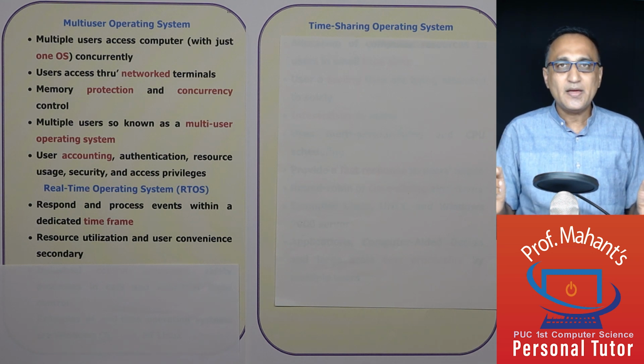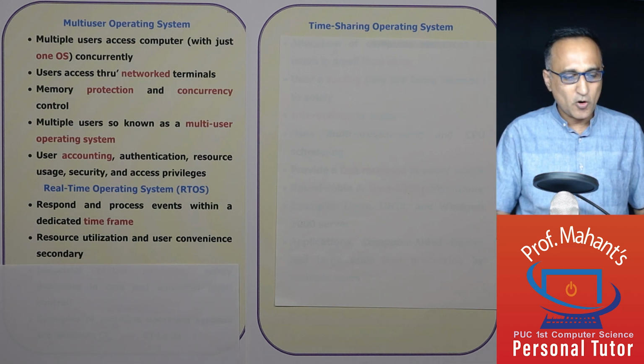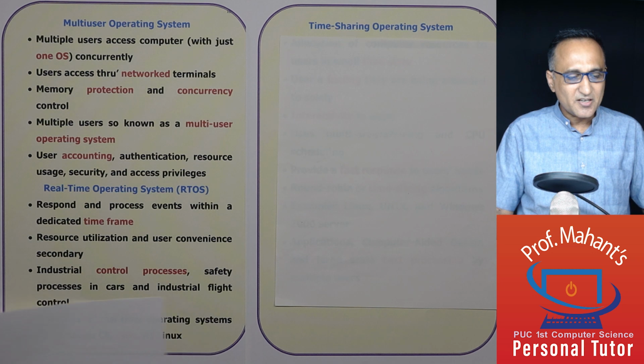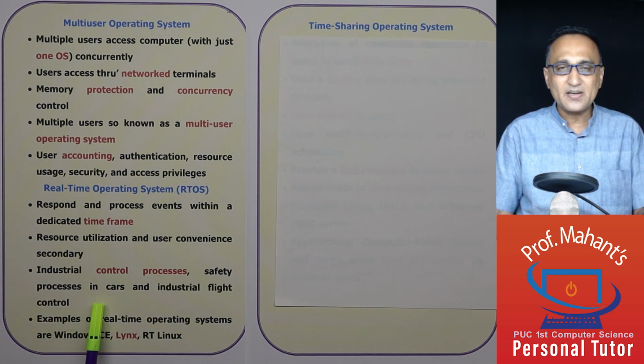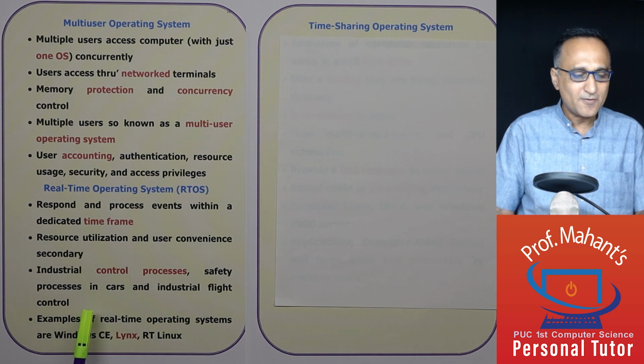If it is not able to respond to an event in a fixed amount of time, that operating system is supposed to have failed in its operation. Now, such things are used in industrial control processes, like I gave you example in cars and industrial flight control.